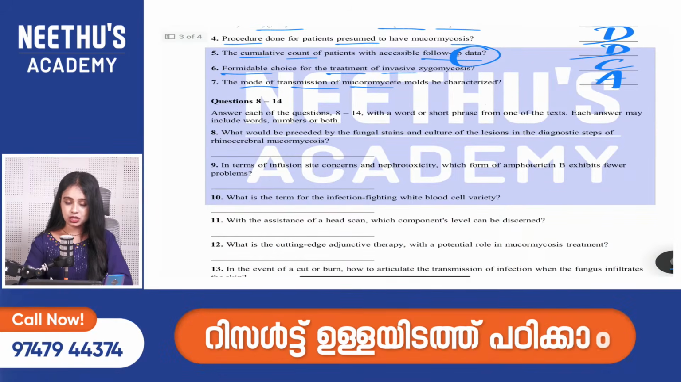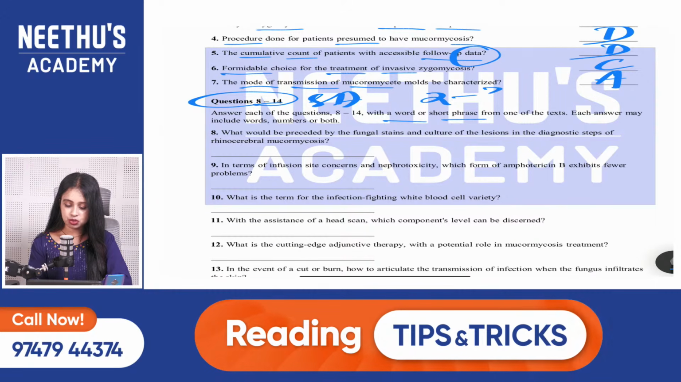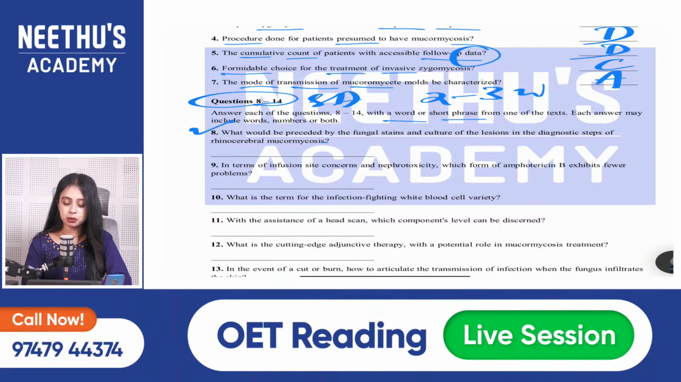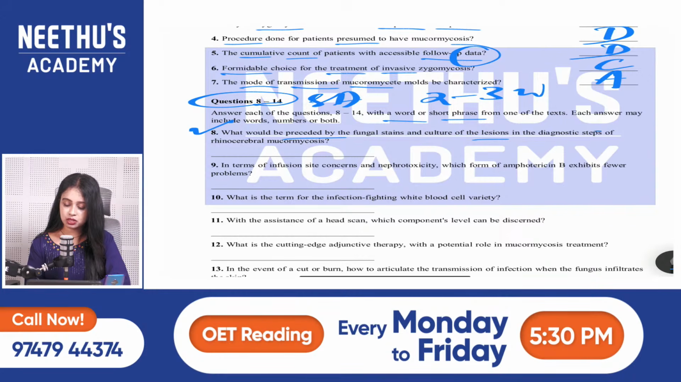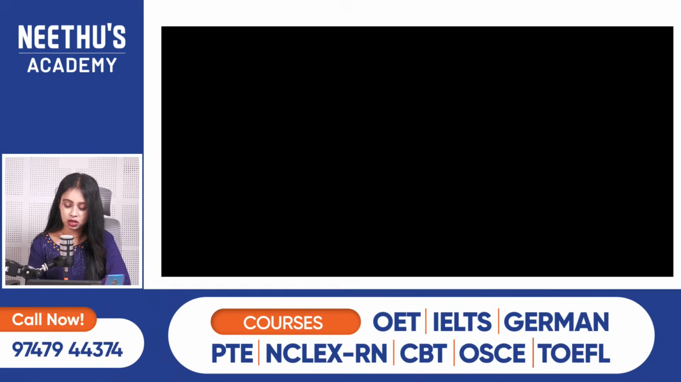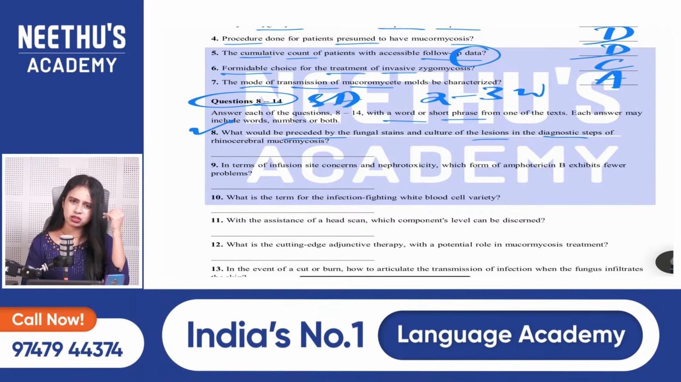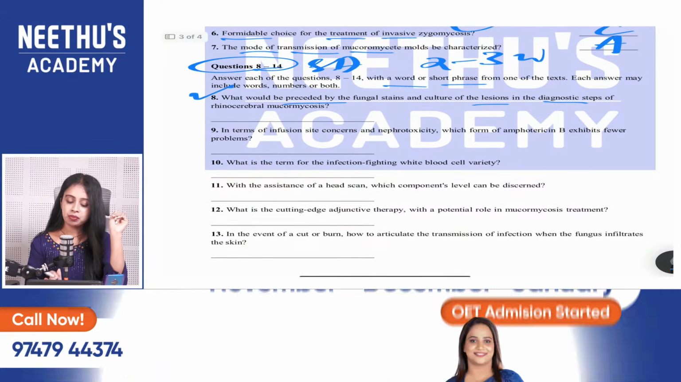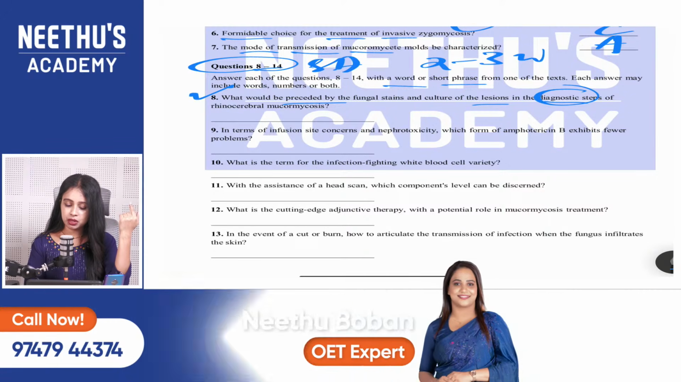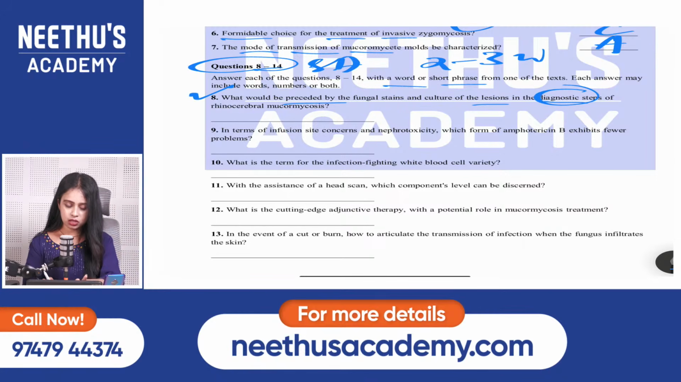So now we are moving to the 8 to 14 set of questions, which can be called short answer questions. You can write a word or a short phrase, maximum 2 to 3 words. The first one: what would be preceded by the fungal stains and culture of lesions in the diagnostic steps of rhinocerebral mucormycosis? Definitely we know these keywords are mentioned in text B; we have already done a question from text B. Lesions, diagnostic step, rhinocerebral. So what would be preceded by fungal stains? So what is the correct answer here?